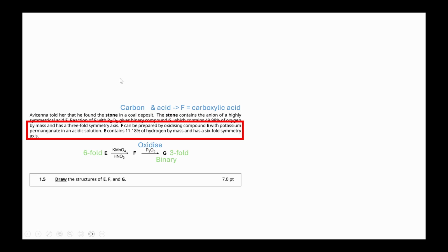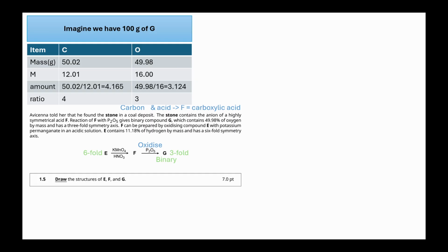As we discussed, it's all qualitative information. And we know G is probably going to contain oxygen because it has been oxidized before, and the carbon is not just going to fly away, so it should contain at least carbon and oxygen. So let's just begin with that assumption first. And the next step is to work with the quantitative information. So again, imagine we have 100 grams of G, and then we draw a table. We have our carbon and we have our oxygen. So this is just our starting assumption. We only have carbon and oxygen.